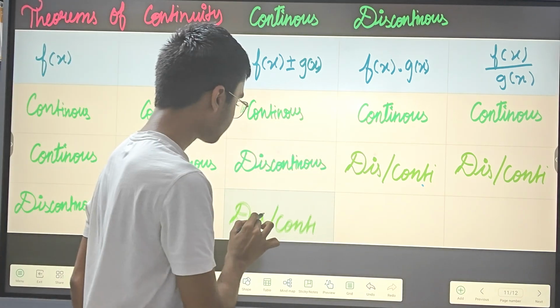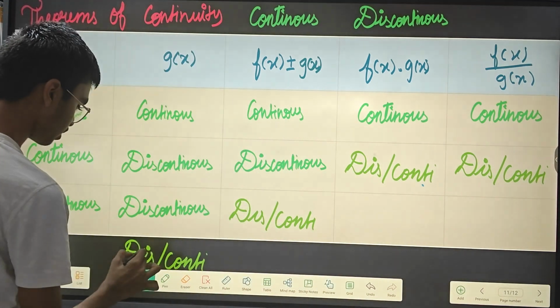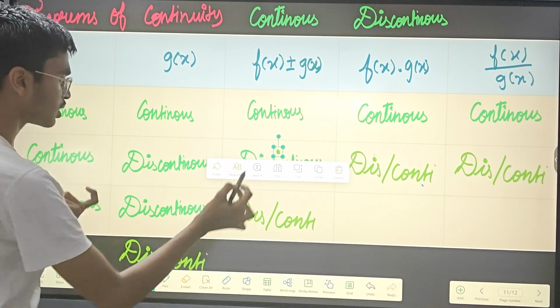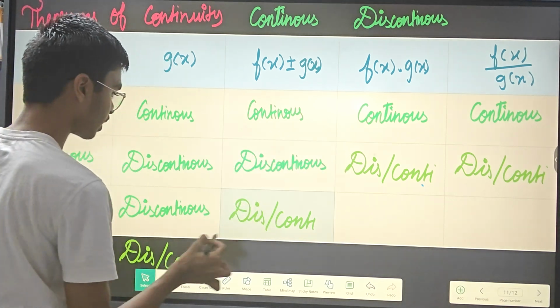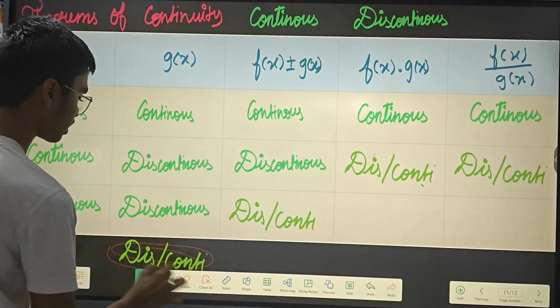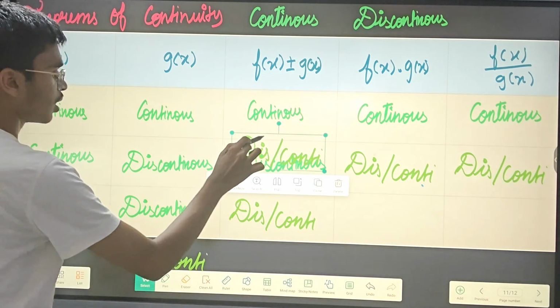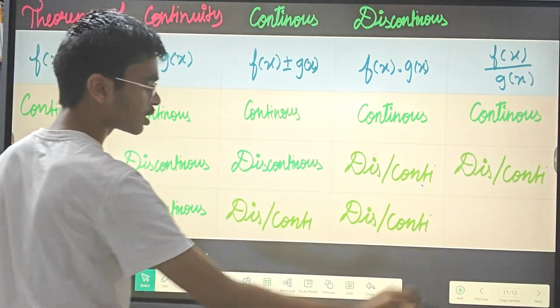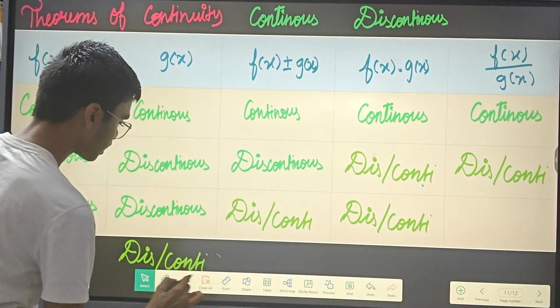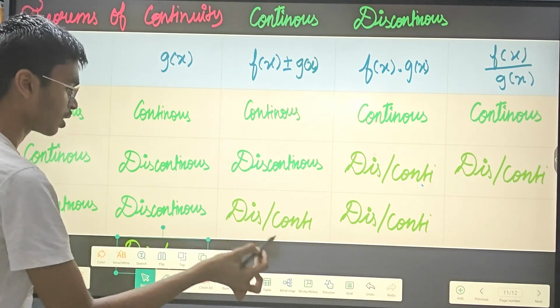You cannot determine in the sense that you have to calculate. Just by thinking, even by using this theorem, you cannot say; you have to calculate that separately by those formulas which I said. Then here also you cannot determine f of x into g of x, and the next case, f of x divided by g of x. There also you cannot determine.